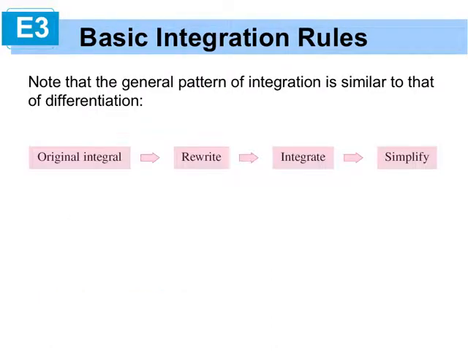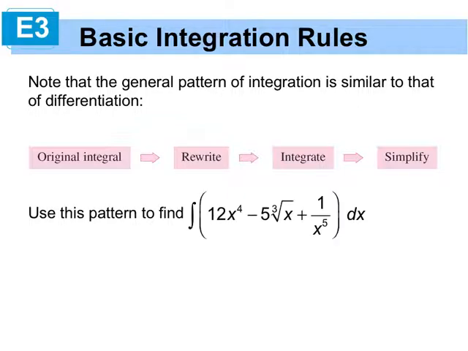When we were doing derivatives, whether you realize it or not, we followed a similar procedure. Take your original derivative, rewrite it into a form that works for you, take the derivative, clean it up. Same thing happens for integrals. Take the original integral, rewrite it into a more workable form if needed, then take the integral, then clean it up. So for instance, find the antiderivative of that. You're not going to rewrite 12x to the 4th, but how are you going to rewrite the cube root of x times 5?